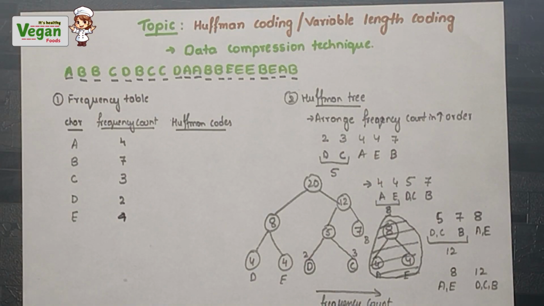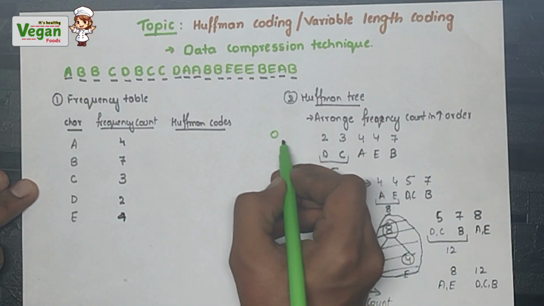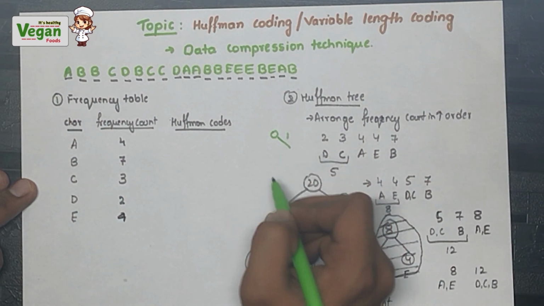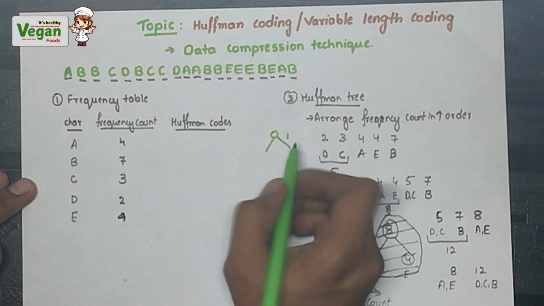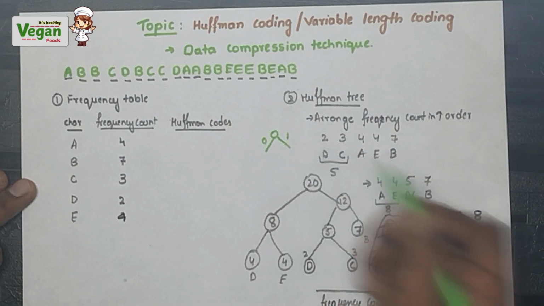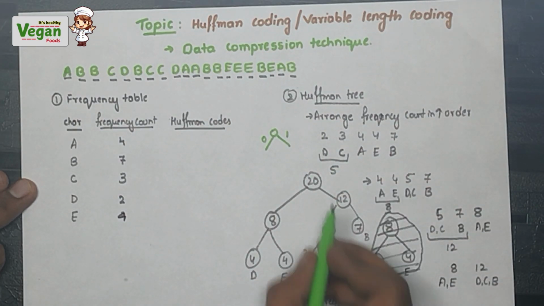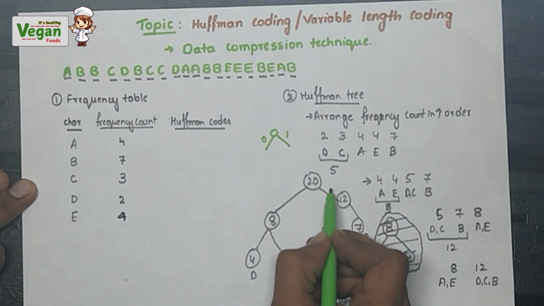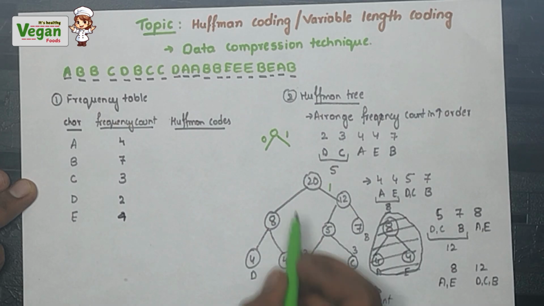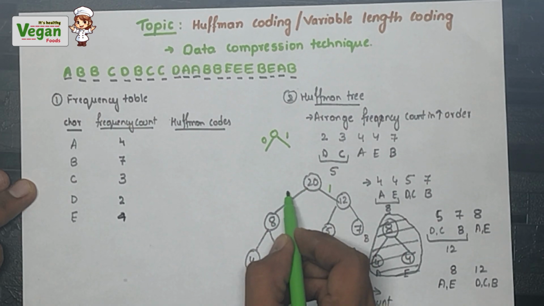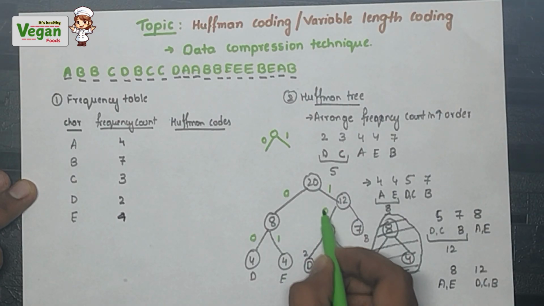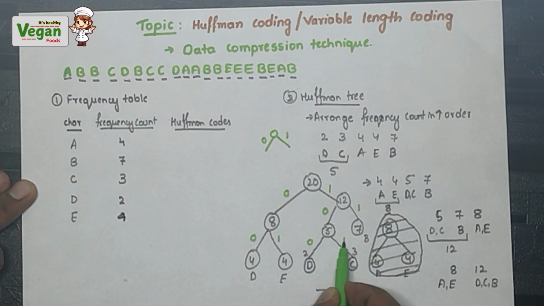So if I consider a node here, when I traverse towards the right of that node, I will give 1. When I traverse towards the left of that node, I will give 0. So if you consider 20 as a node, when I go towards the right side, I will give it as 1. When I go to the left side, it will be 0. So left side 0, right side 1.